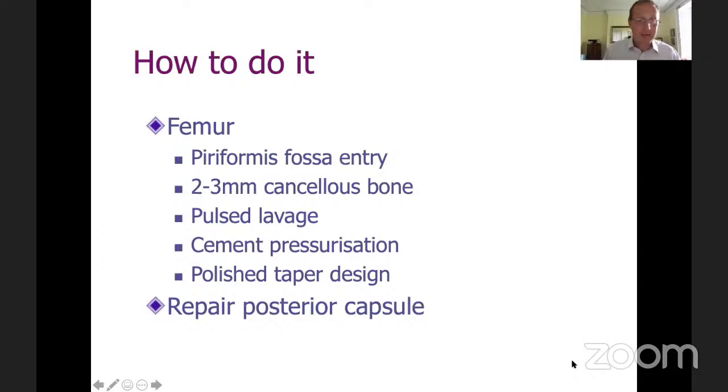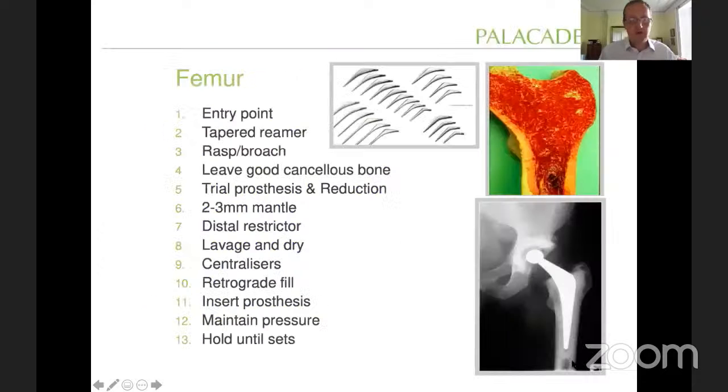You leave 2 to 3 millimeters of cancellous bone. We've seen why that is. You wash the bone effectively, you pressurize the cement, and you put in a polished tapered stem. And then you repair everything at the end, and hopefully that one is going to outlast your consultant career.